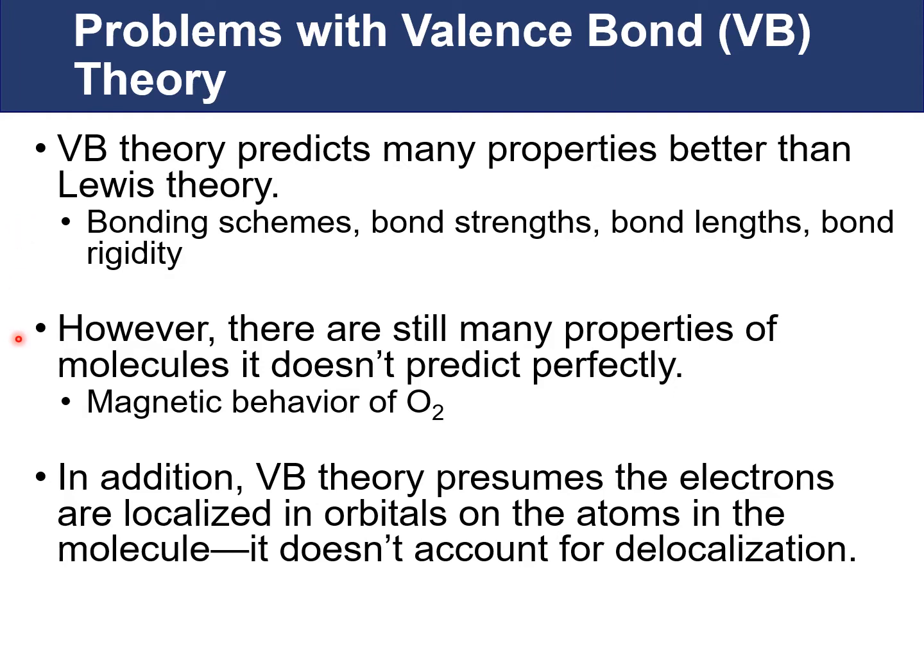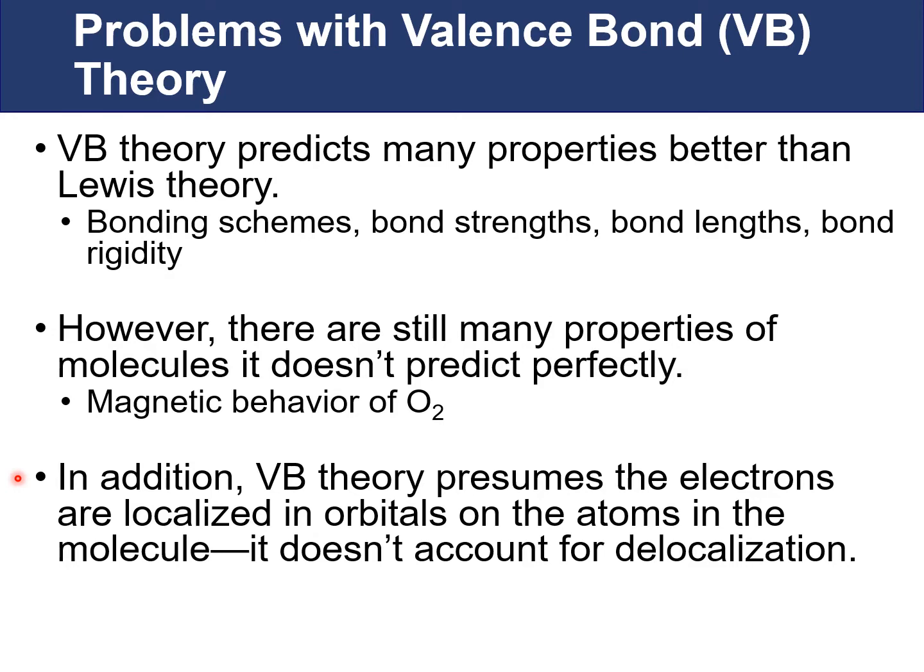There are still properties that valence bond theory is unable to correctly predict, such as the magnetic behavior of oxygen. In addition, valence bond theory presumes that electrons are localized in orbitals on the atom in the molecule and does not account for delocalization and can also not fully describe the phenomena of resonance structures.